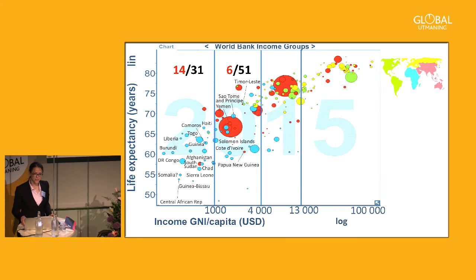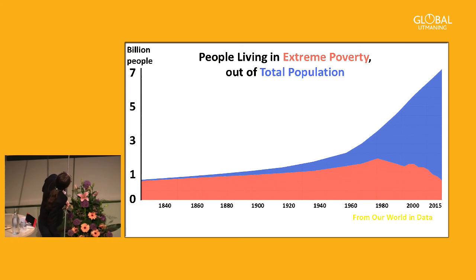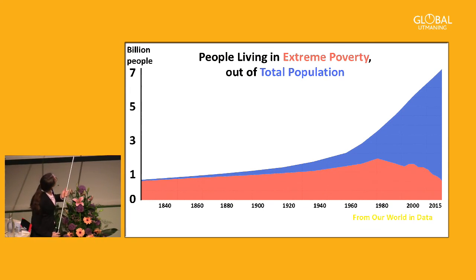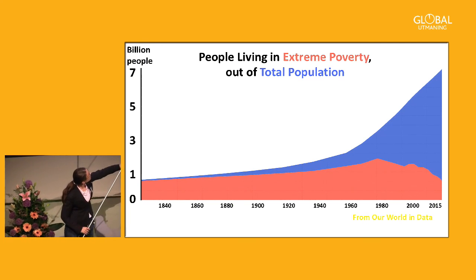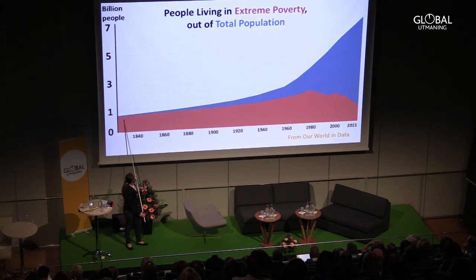Now I've been quite serious for some time. Let's look at some more positive news. I'm sure you're all aware of what has happened to poverty in the last decades. This graph shows the total population growth in the last 2 centuries. You see, we go from 1 billion people up to all of 7 billion people today. These are the number of people out of the total population living in extreme poverty.